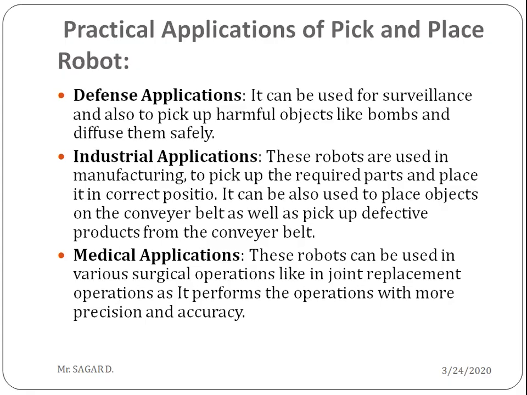Then there are some industrial applications and medical applications are also there. This robot can be used in various surgical operations like joint replacement because of its precision and accuracy. It is used for joint replacement surgery. So this is about the pick and place robo, that is a material handling robo. It is the first case study of unit 6.